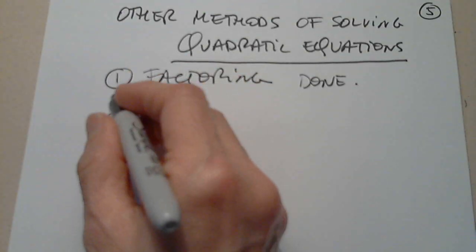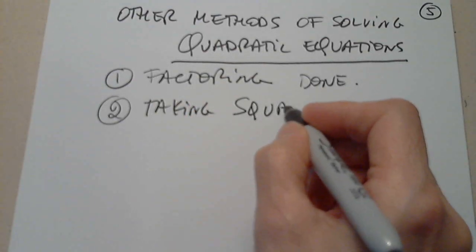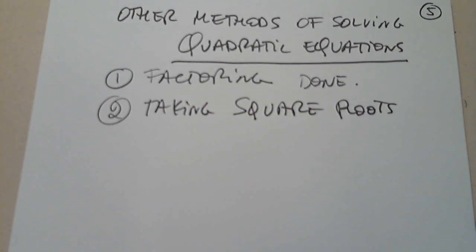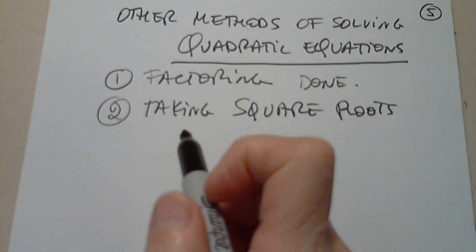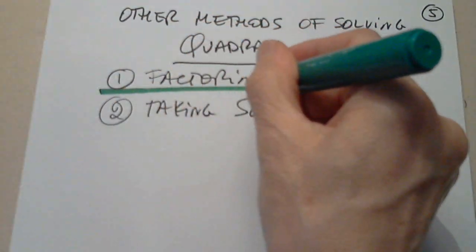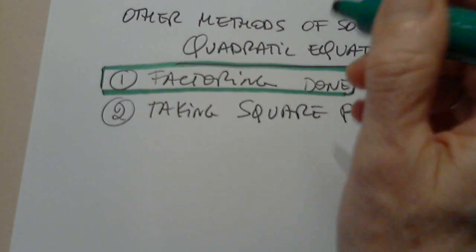Second method is taking square roots. So let's work on this one, and then we move on to the third one and the fourth one. So here's the third one. Here's the second one, taking square roots. Again, let's go back for a second to make sure it's clear. This is not always possible. We hope it is, but it's not always possible.